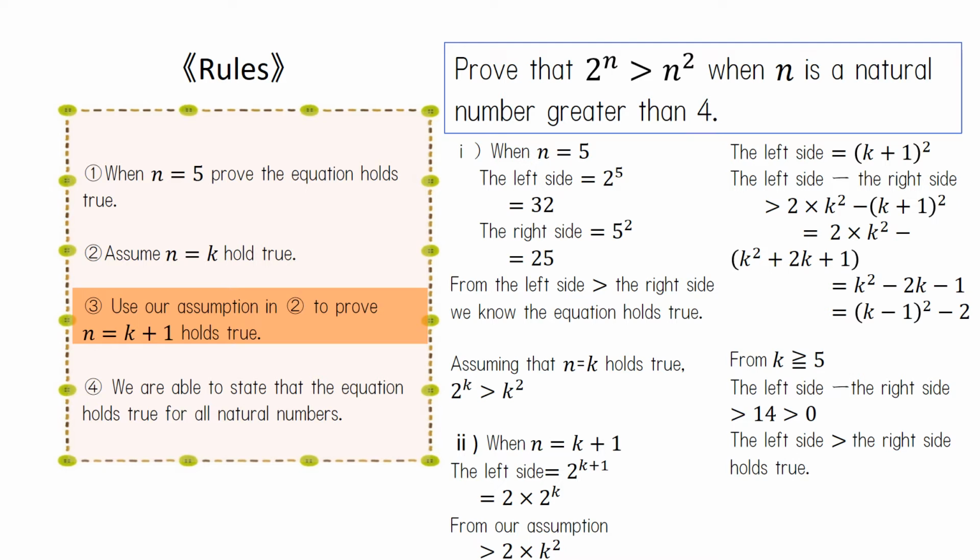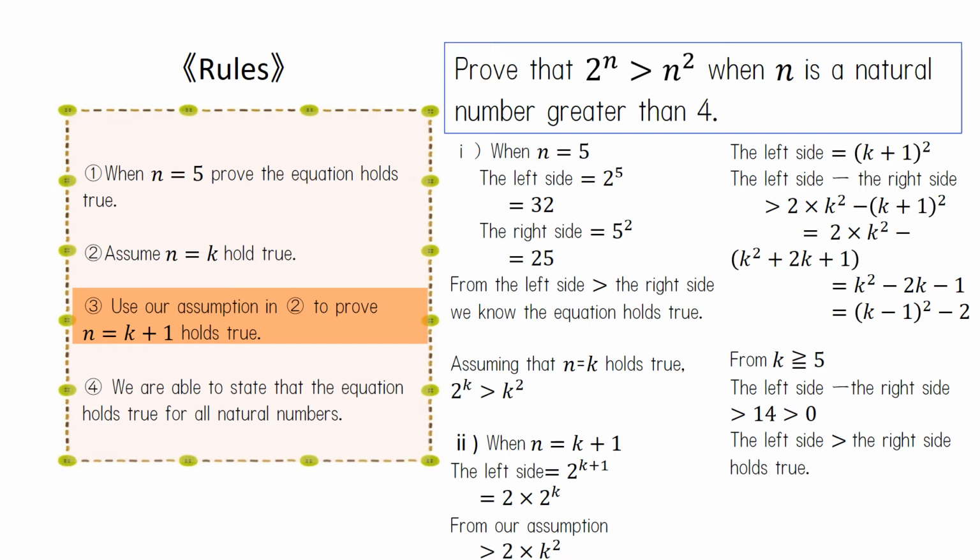When n equals k plus 1, the left side equals 2 to the power of k plus 1, which equals 2 times 2 to the power of k. From our assumption, the left side is greater than 2 times k to the power of 2. The right side equals (k plus 1) to the power of 2. The left side minus the right side is greater than 2 times k to the power of 2 minus (k plus 1) to the power of 2.